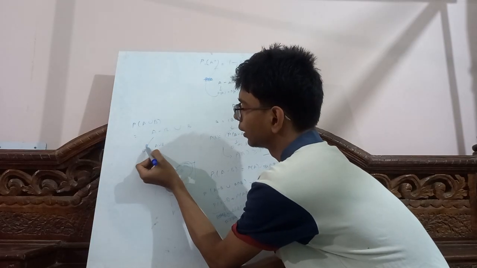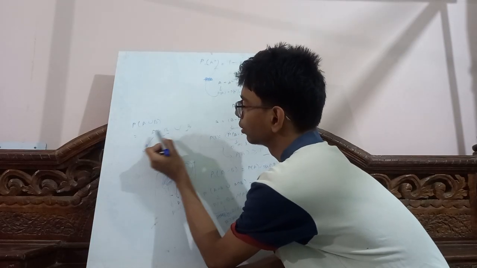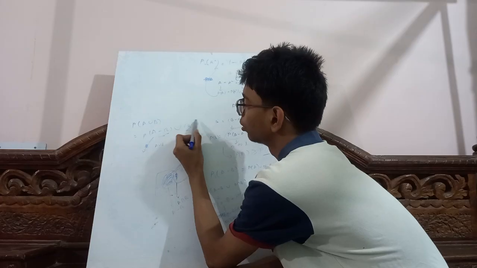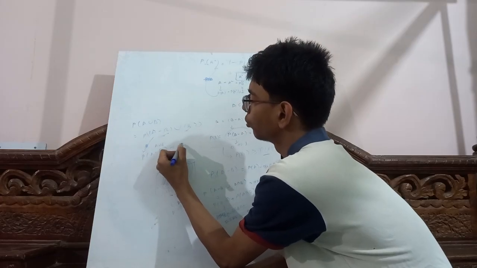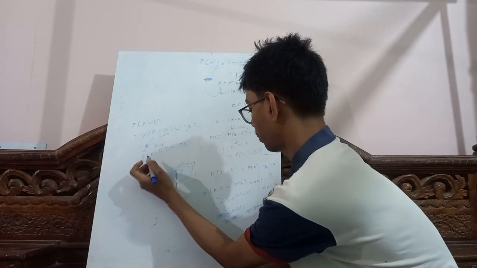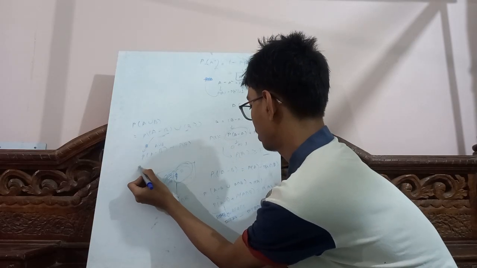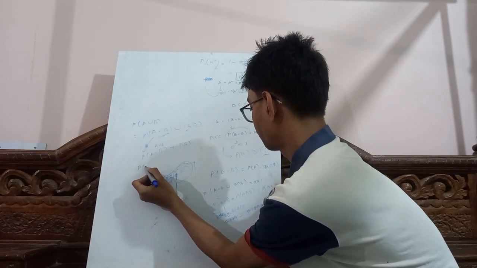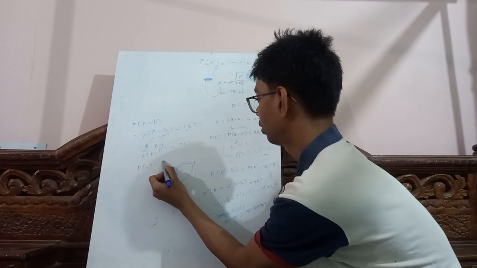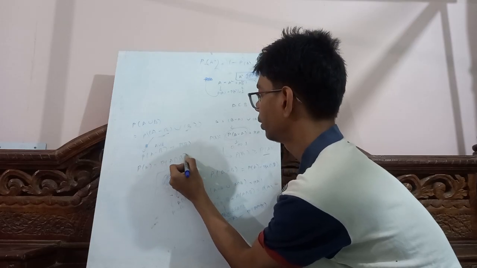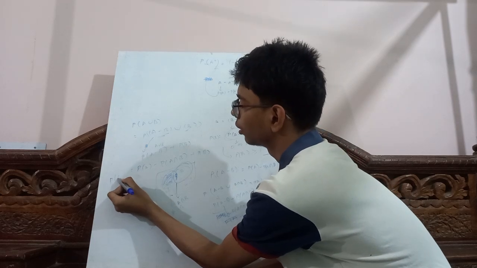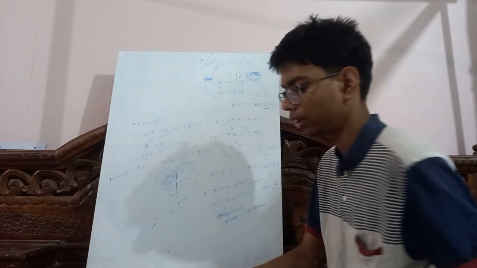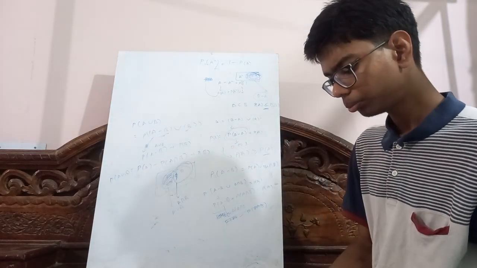So these are mutually exclusive, so this is written as P of A minus B plus P of B, and P of A minus B will be written as P of A minus P of A intersection B, plus P of B, and this is the result I wanted, right?